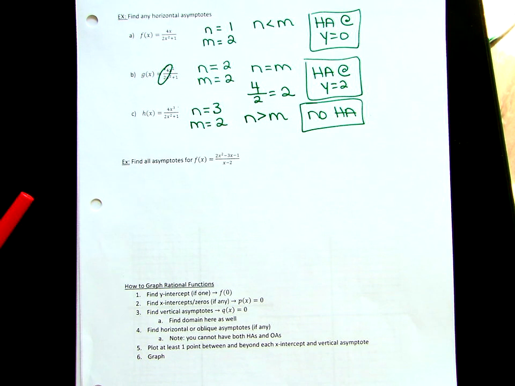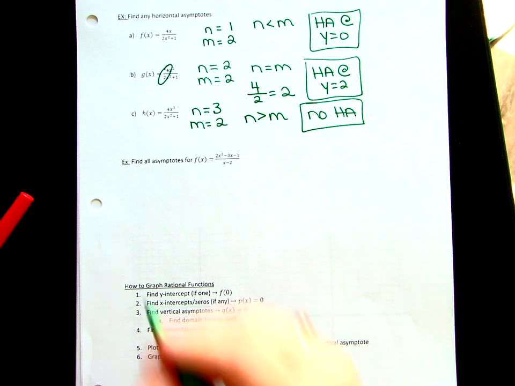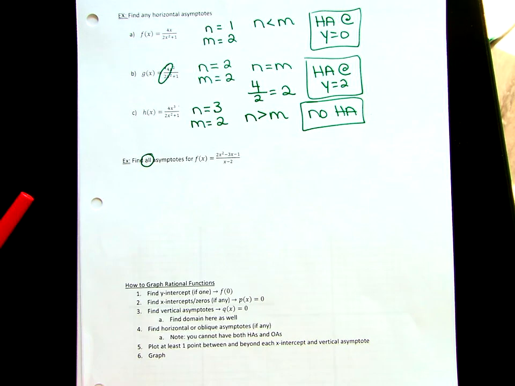You can have vertical asymptotes and horizontal asymptotes, or you can have vertical asymptotes and slant asymptotes. But we can't have horizontal and slant happening at the same time. Okay? So let's look at the next example. The next one says find all asymptotes. So we need to look for horizontal, oblique, and vertical.